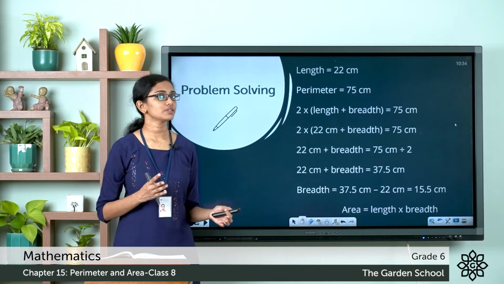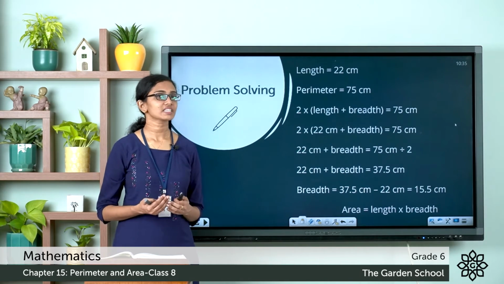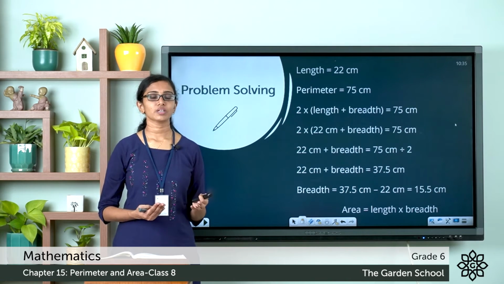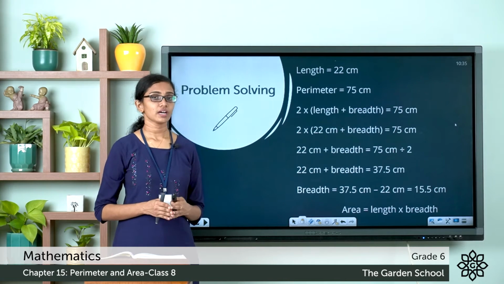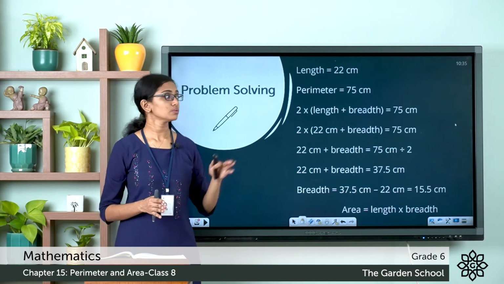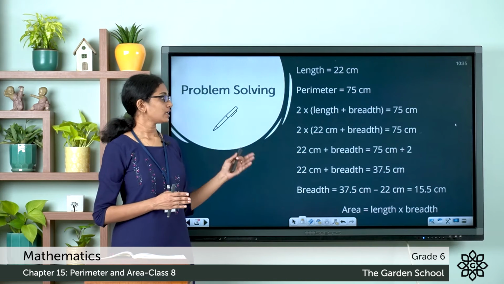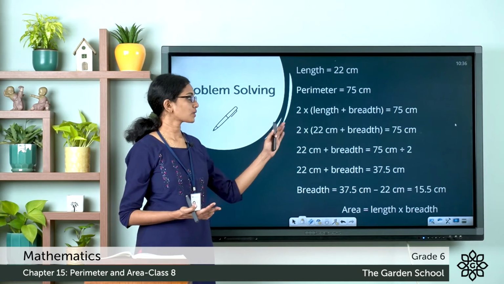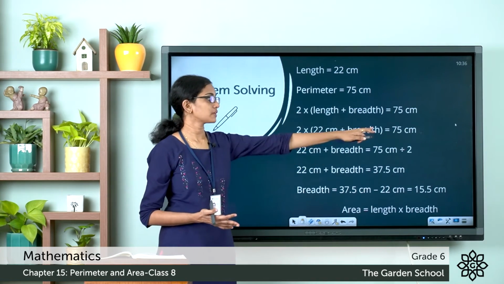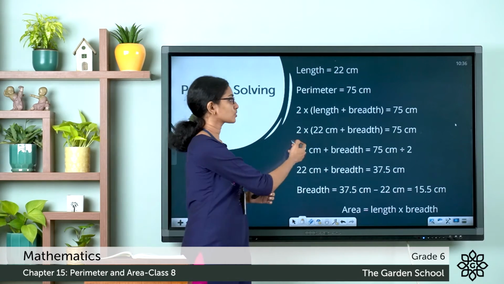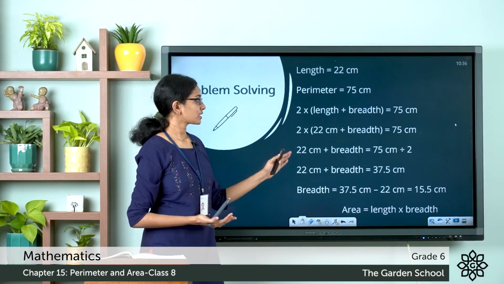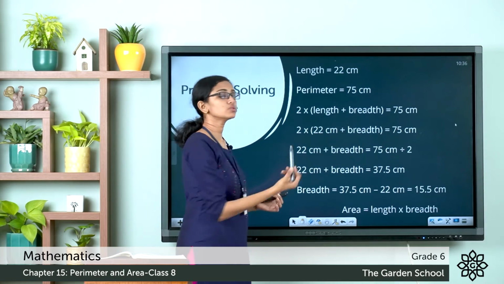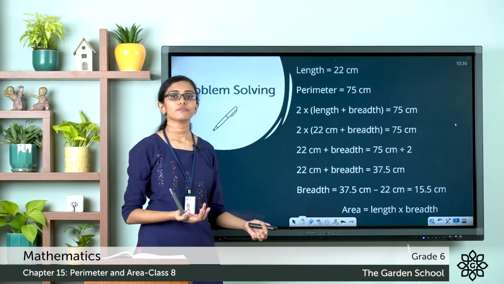We are given the length is equal to 22 centimeter. Perimeter is equal to 75 centimeter. We know the formula for finding the perimeter. It is 2 into (length plus breadth). So here 2 into (length plus breadth) is equal to 75 centimeter. Now we know the length, so let's substitute that value here. 2 into (22 centimeter plus breadth) is equal to 75 centimeter. Now let's take this 2 to the right hand side. So 22 centimeter plus breadth will be equal to 75 centimeter divided by 2, which is equal to 37.5 centimeter.